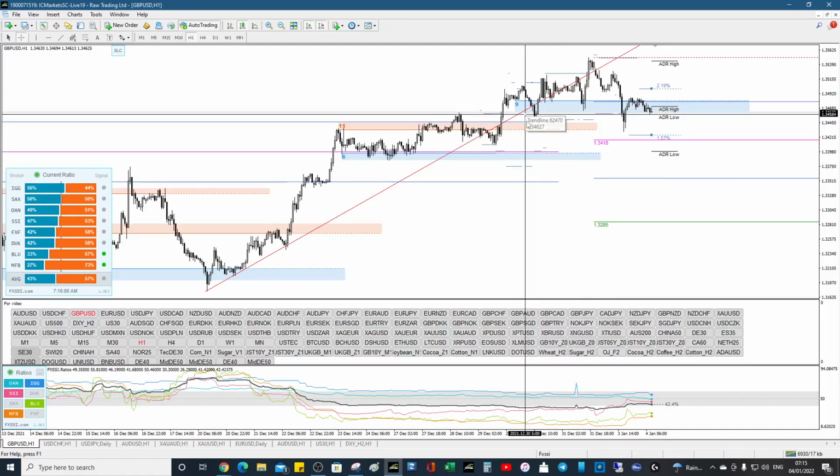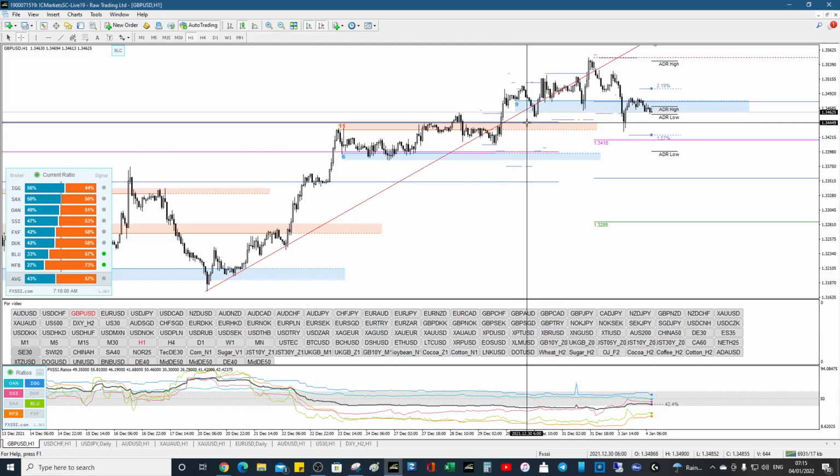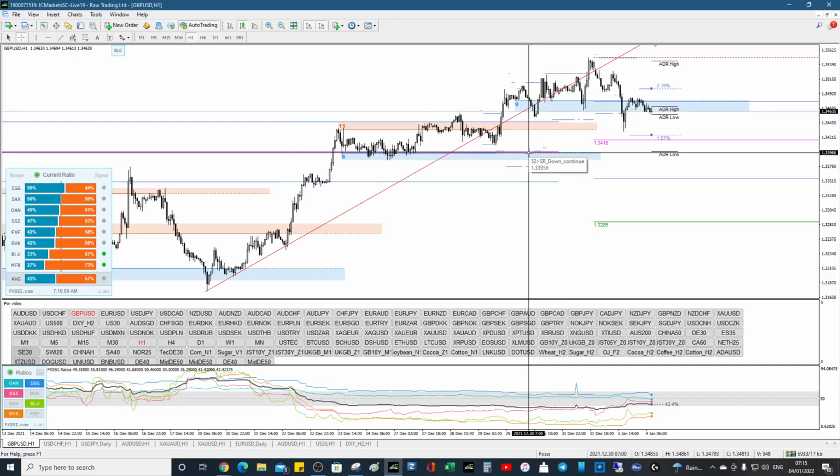So we're breaking that, so we should target this 13444, 13432, and then this is going to come into play at 13396. And that breaks, then we know we're going to be targeting these supports. Monthly pivot is going to be key.